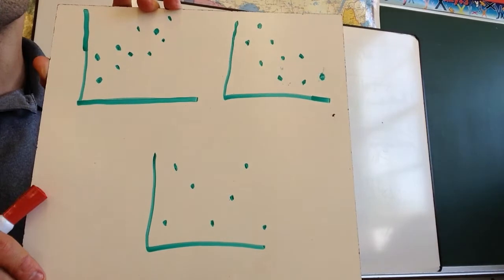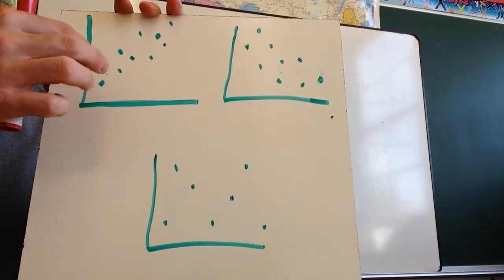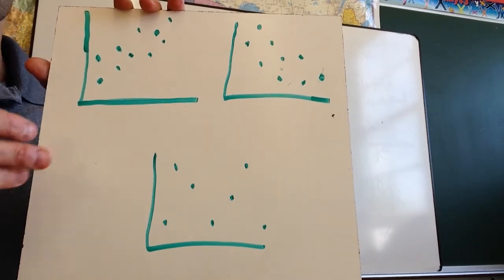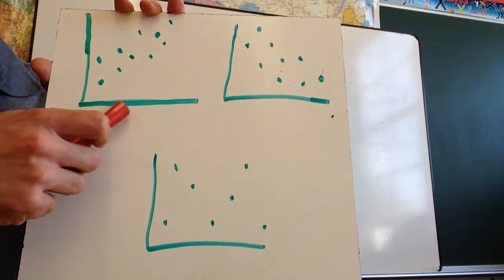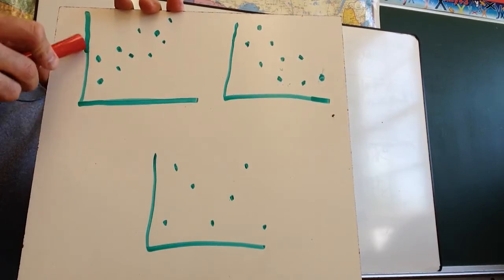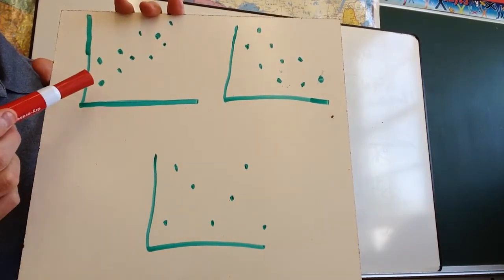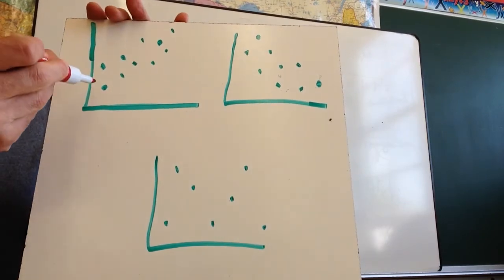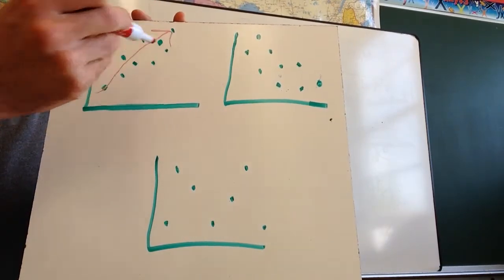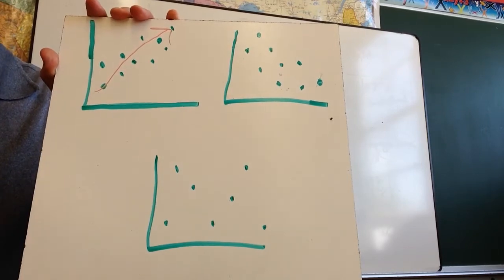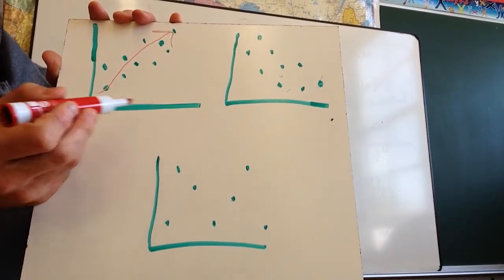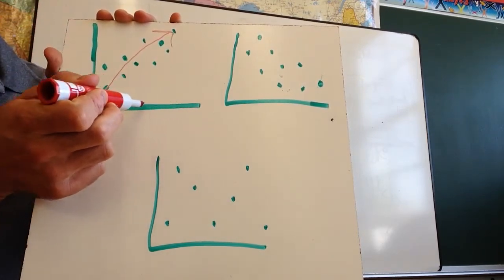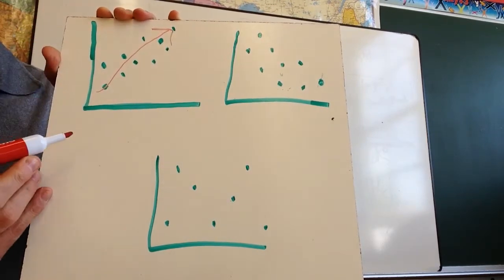Scatter plots are essentially a graph with a bunch of different plots on there, and they're kind of scattered, hence the name, so that you can see a relationship between the x and the y variables. If the general pattern seems to be going up, this is considered a positive relationship. As x increases, y increases. As x decreases, y decreases.